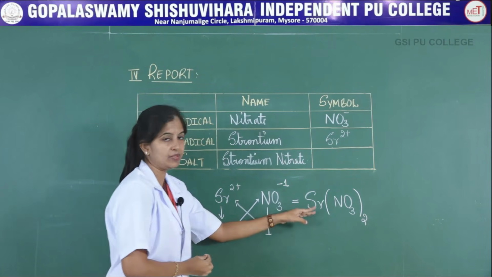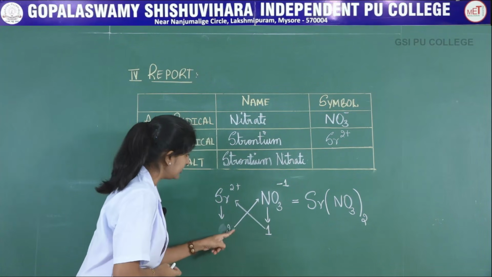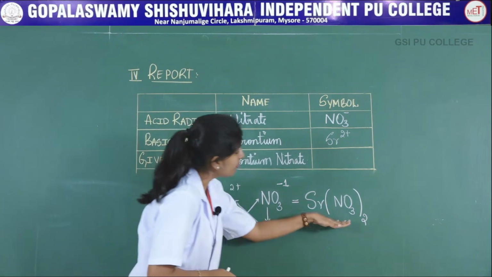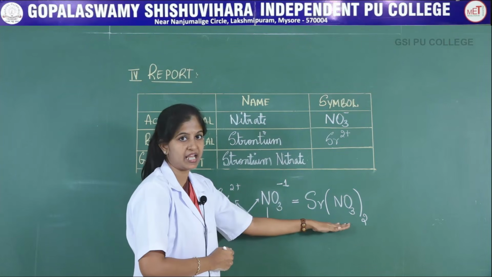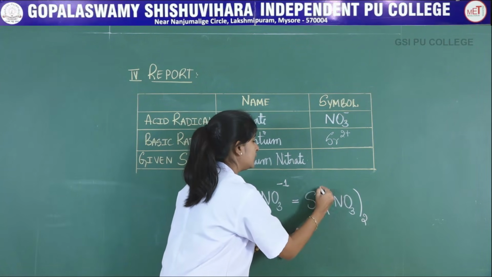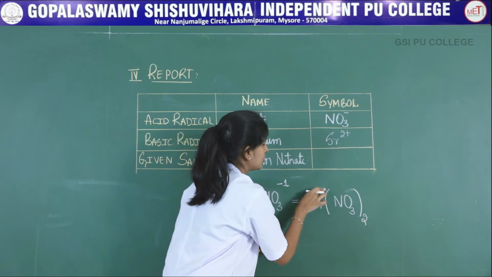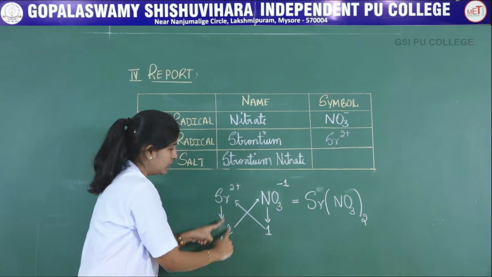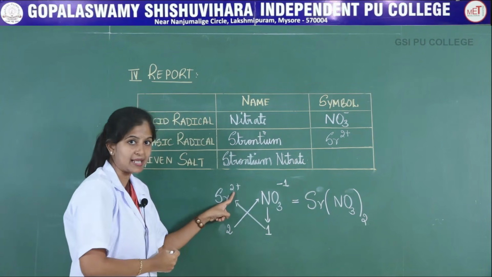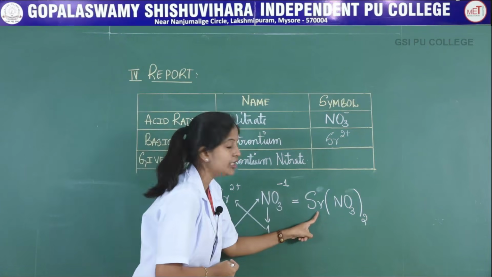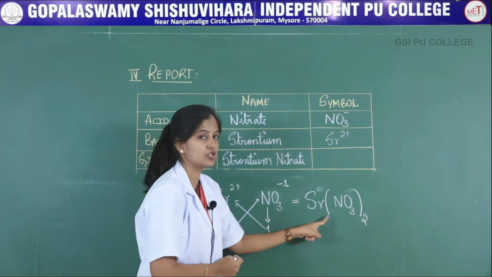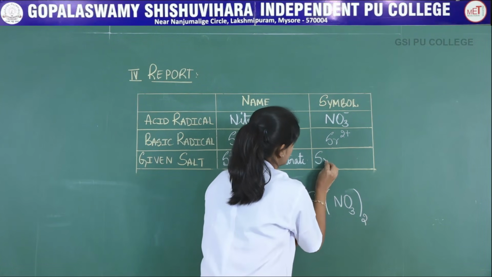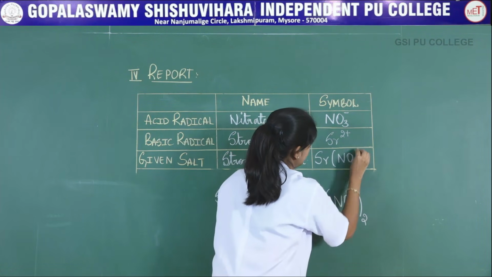When writing the formula you should remember that this is 1 time, this is twice, which means this is -2, this is +2, which means that it is neutralized. That is, the resulting salt is a neutral salt which doesn't have any charge. So, you should not write +2 here or -1 here. When writing the salt you should remember that this is -2 because you have multiplied by 2, and this is +2, which means that the charge will be cancelled to become a neutral charge. So, when writing the salt combination you should never write the charge on the salt. So, this is the formula of the given salt, that is, strontium nitrate.